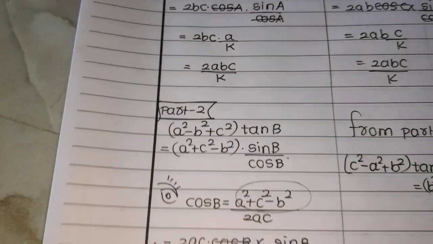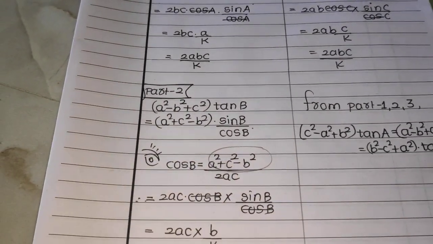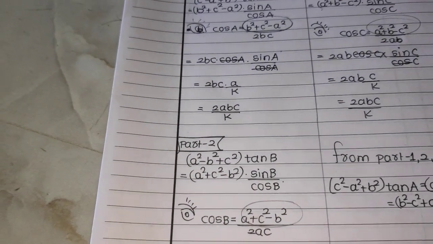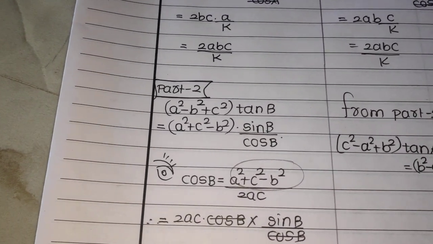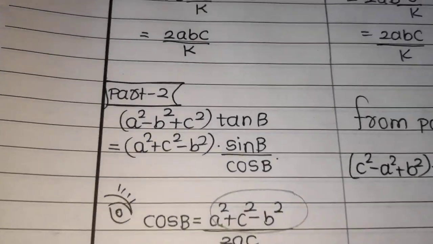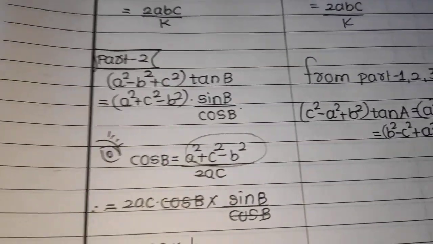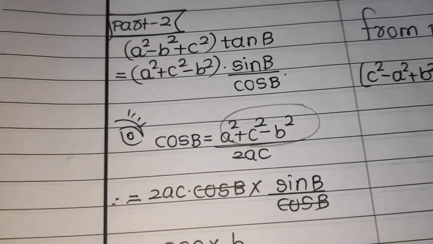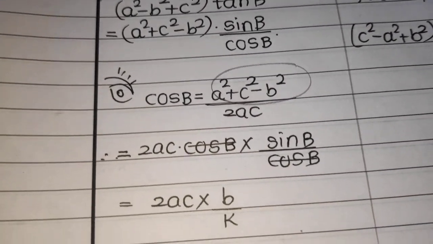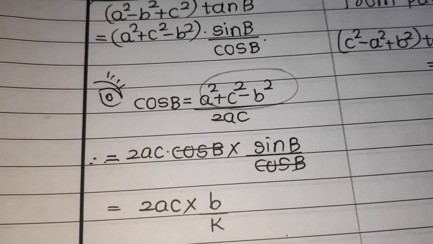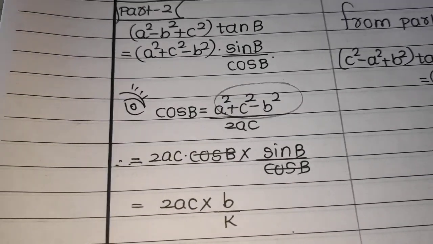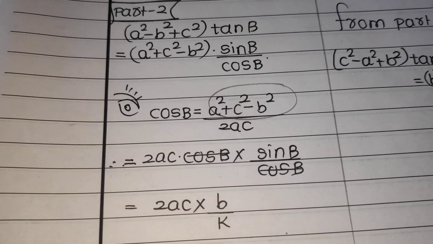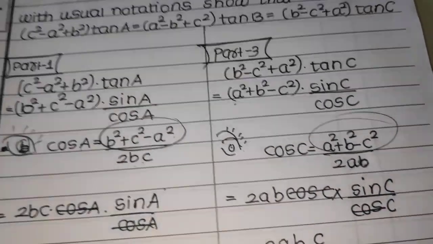And part 2. Now part 2, a square minus b square plus c square tan of b. Once again I have rearranged. I got a square plus c square minus b square. Tan b can be written as sin b upon cos b. Once again disturbing the original question, writing the transformation formula, I got the cos of b formula. So what is the cos of b? a square plus c square minus b square upon 2ac. I substituted. Cos of b gets cancelled. Sin of b is b upon k. So this is 2abc upon k. Let's go to part 3.